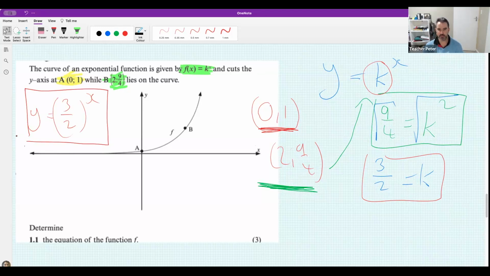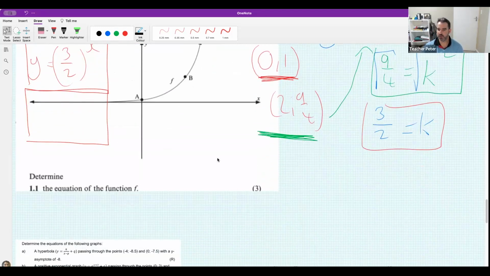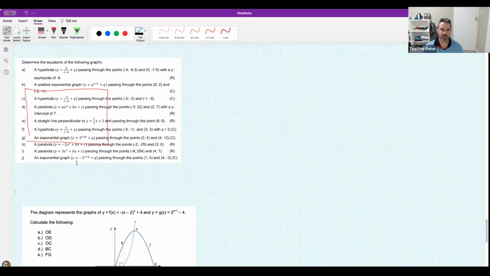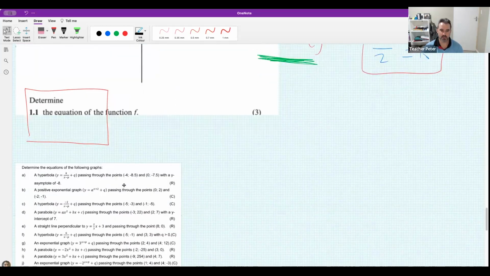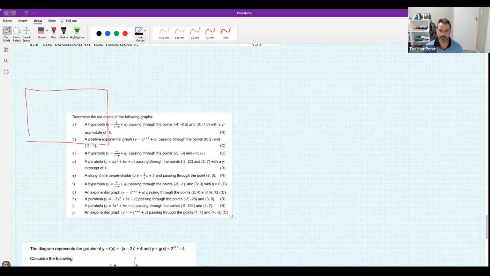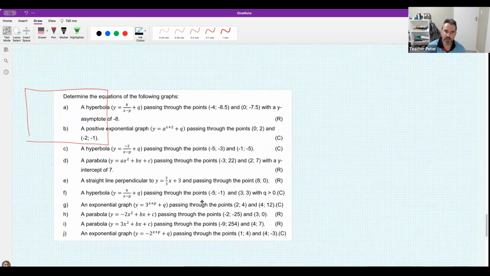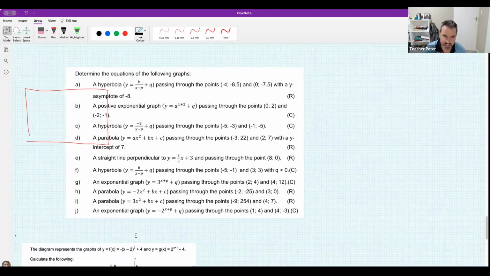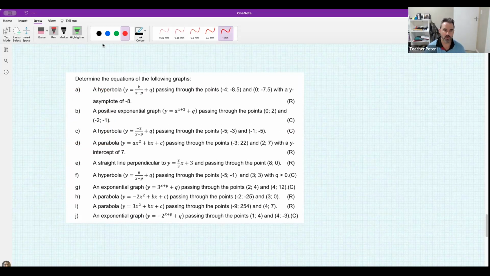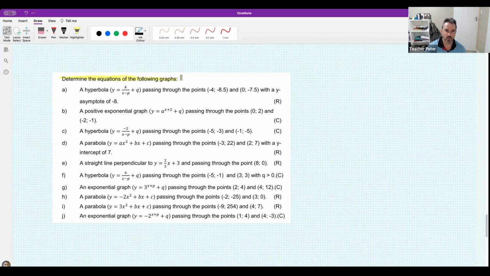Perfect. Okay. Let's go to a slightly harder variation of this question. Now, this is from another little worksheet here. Let me just get rid of this. Oh, it's hanging around. Let's move it a bit. So if we look at this little worksheet, its goal is to say, find the equation of the following graphs. Now, I am particularly interested in the exponential ones.